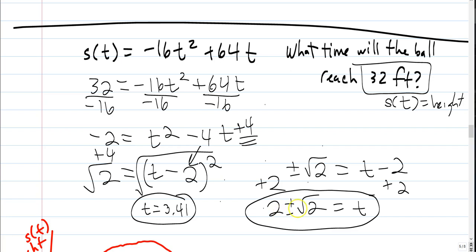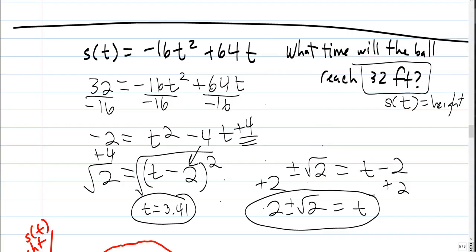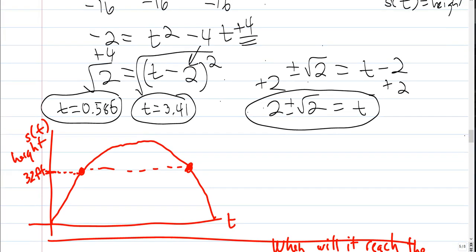What about 2 minus root 2? Let's see on that one. 2 minus root 2 is about 0.586. Does that answer make sense? Can you have, at half a second, the ball reach 32 feet and then later at 3.41 seconds reach 32 feet? I'll give you a hint. Yes, both of these answers are fine, and here's where the visual kind of comes in handy.